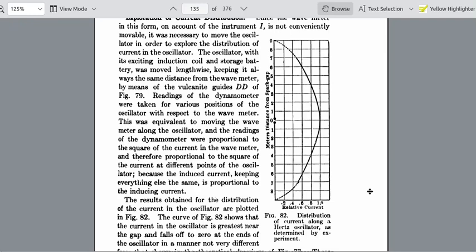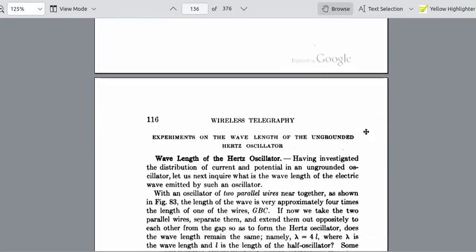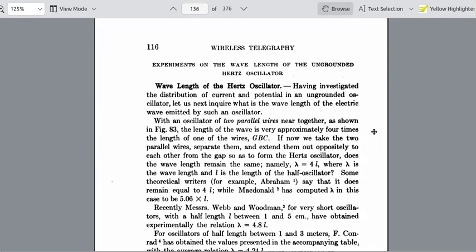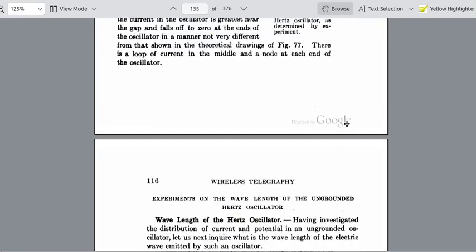Experiments on the wavelength of the ungrounded Hertz oscillator. Wavelength of the Hertz oscillator. Having investigated the distribution of current and potential in an ungrounded oscillator, let us next inquire what is the wavelength of the electric wave emitted by such an oscillator. With an oscillator of 2 parallel wires near together, as shown in figure 83, the length of the wave is very approximately 4 times the length of one of the wires, GBC.